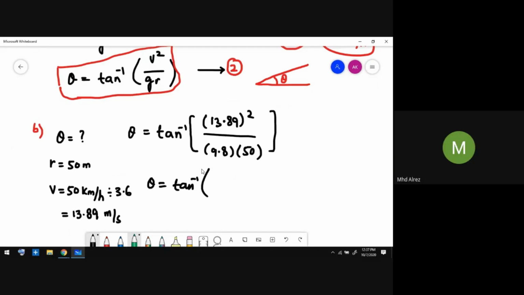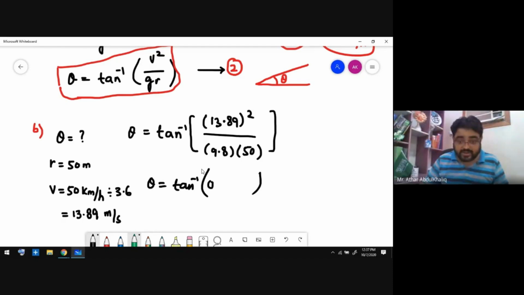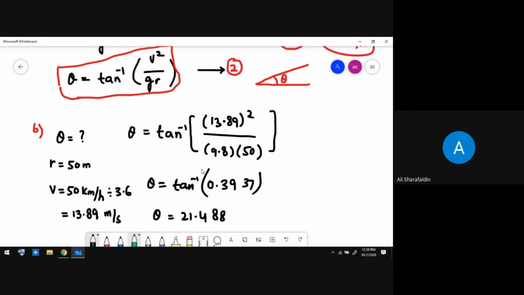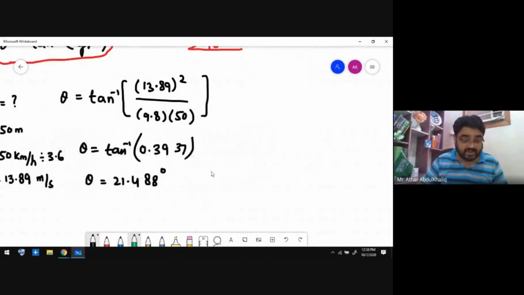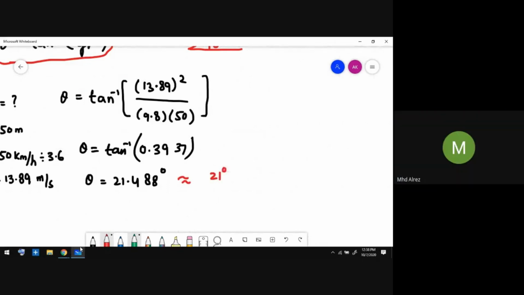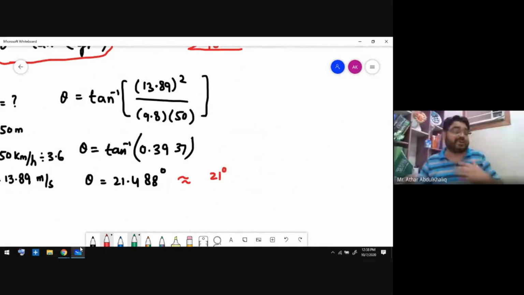Before tan inverse, give me the answer, please. The answer is 21.49 degrees. So make it two significant figures. When you make it two significant figures, it will be 21, because it's 21.49, which is less than 21.5. In the book it is written 22, but I prefer 21. Why? Because this is 0.49, and 0.49 is less than 0.5.